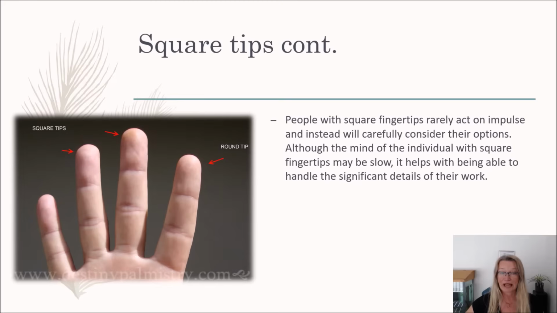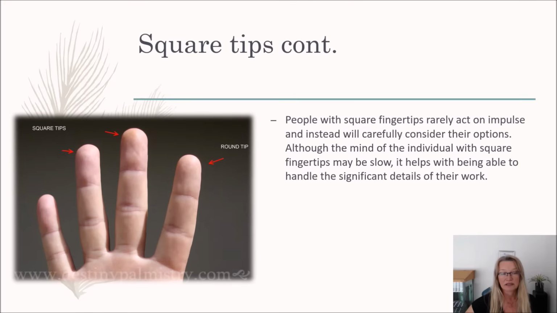People with square fingertips rarely act on impulse. Instead, they will carefully consider their options. Even though the mind might be a little bit slower, it does help with them being able to handle the details of their work. In this hand, the ring finger and middle finger are slightly square, and the index finger is round.